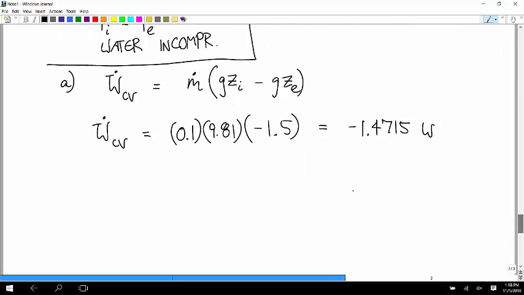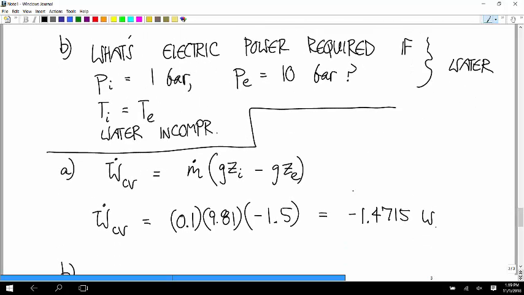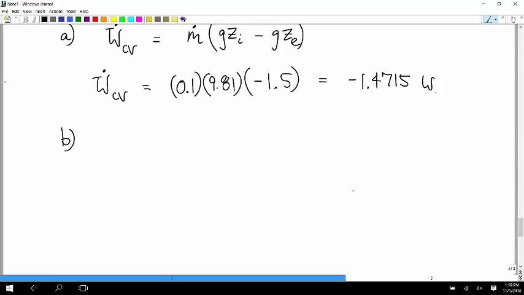Okay, so now for part B. We have to think about the simplifications we're going to make. We can't just use that full simplified model. So let's just start with the whole thing.